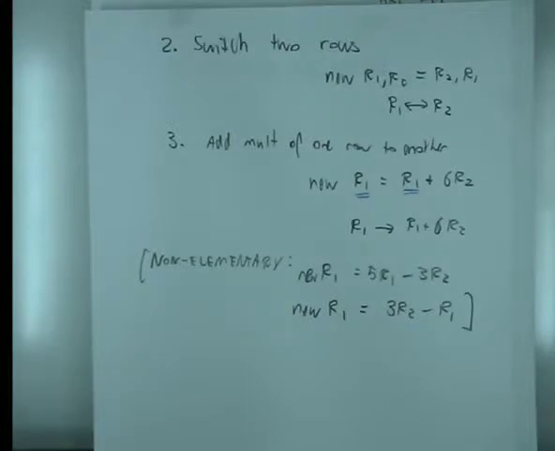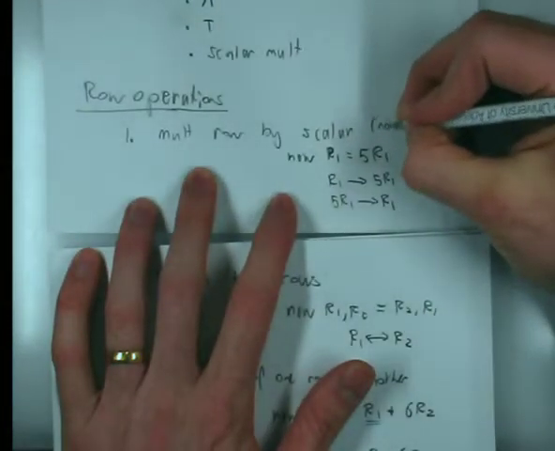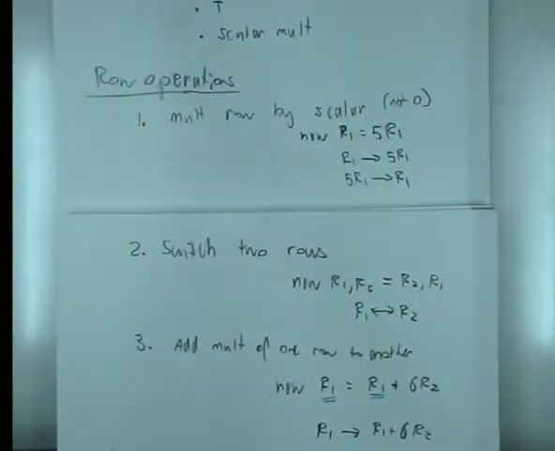Okay. Yeah. Technically, the scale is not allowed to be 0. You're not allowed to multiply a row by 0. You could, but it would be just a waste of time. So don't. And it would severely change the properties of your matrix.